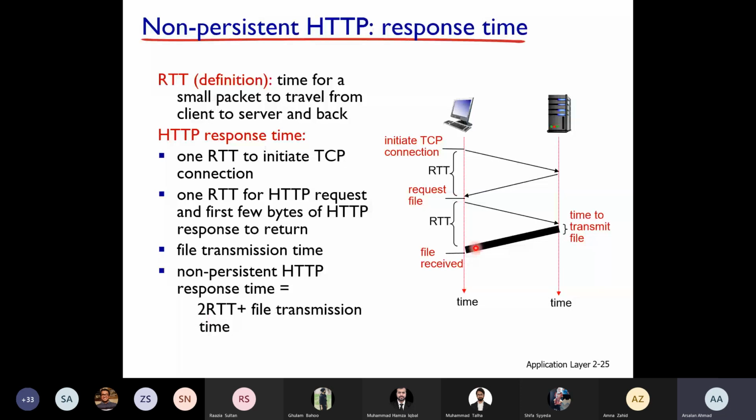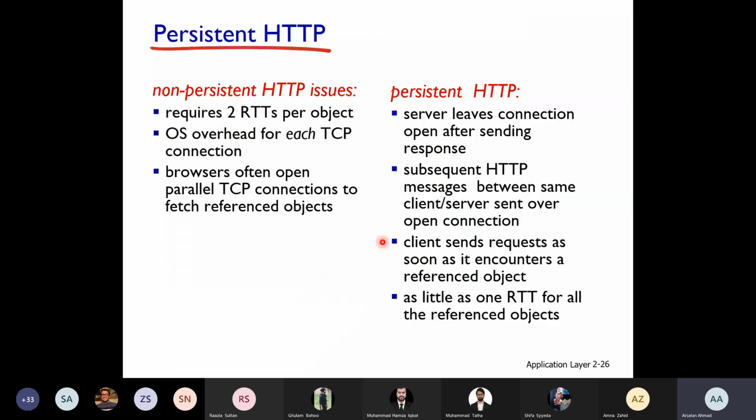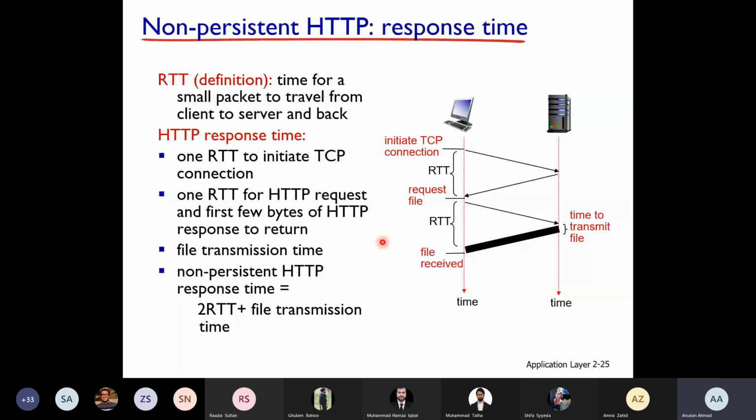Okay, so 2 RTT plus FTT. And this is the case of non-persistent. As we know, when this file is being passed over here, the connection is closed, but when this file contains 10 separate JPG images, the whole process is going to be repeated. It's not mentioned in the slide, but you can calculate: in the case of 11 web objects, the total time will be 22 RTTs plus the file transmission time.